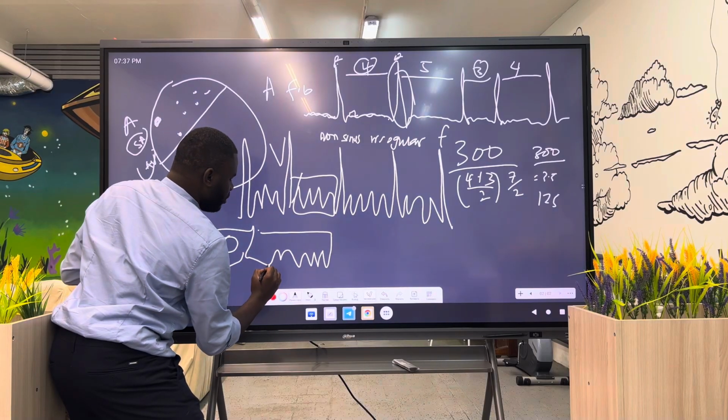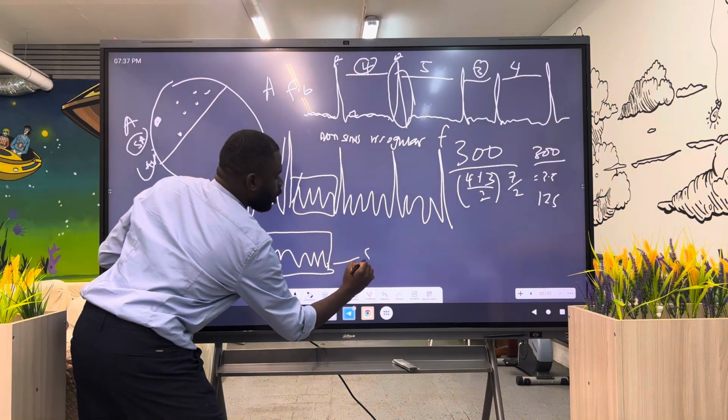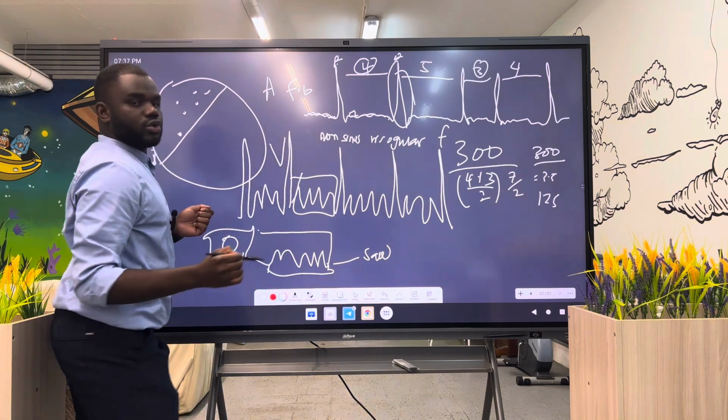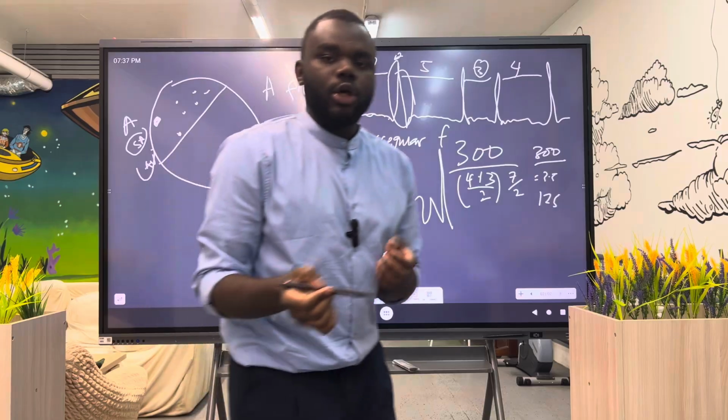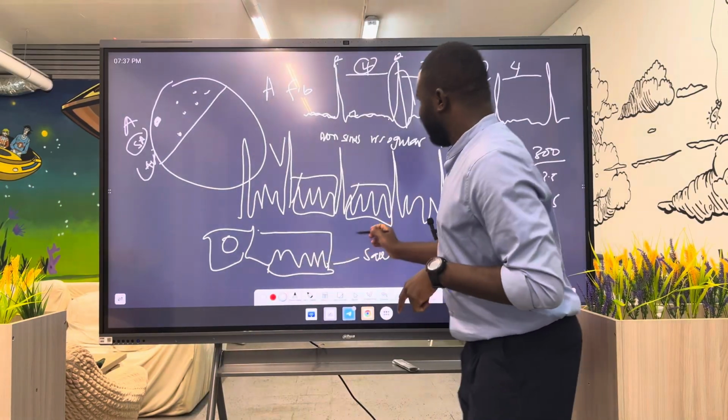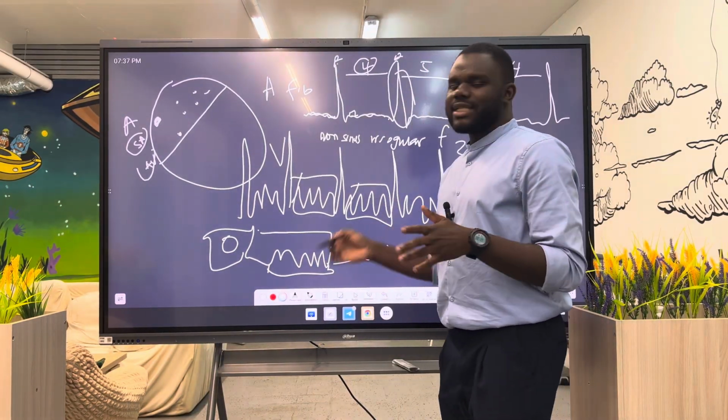So this tool, it has what? Saw. It's called a saw. So it's sawtooth. So similar here. So this is known as what? Atrial what? Flutter. Once you see the formation of sawtooth like this, you know it's atrial flutter.